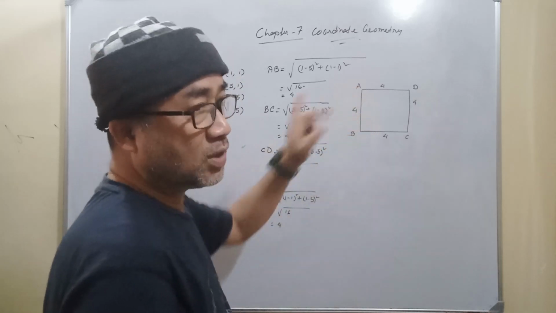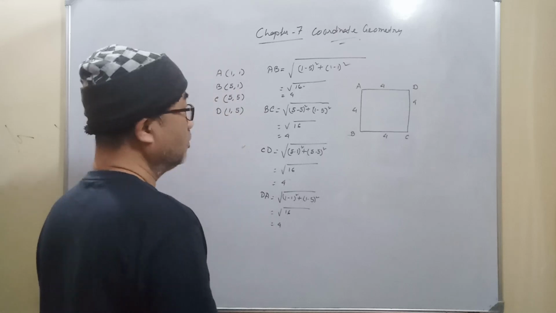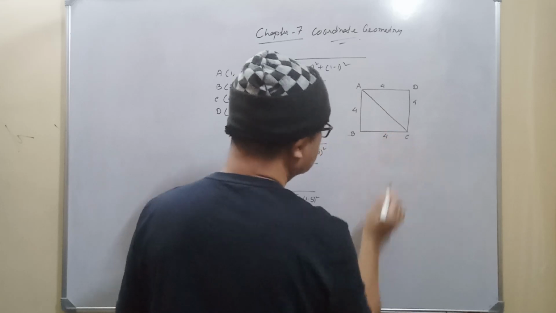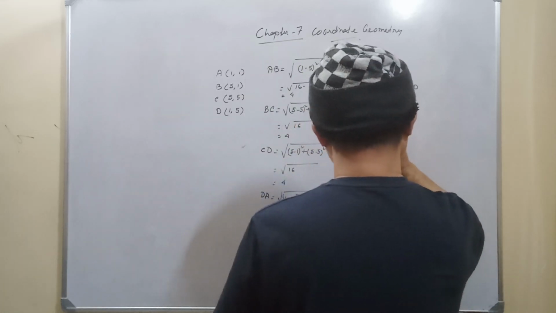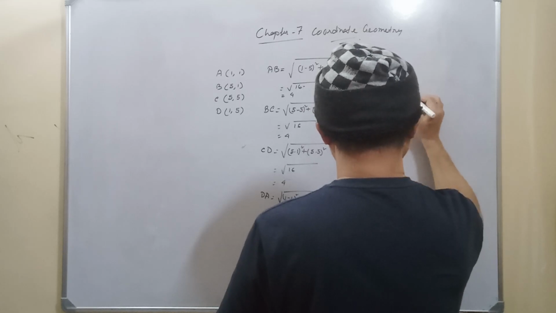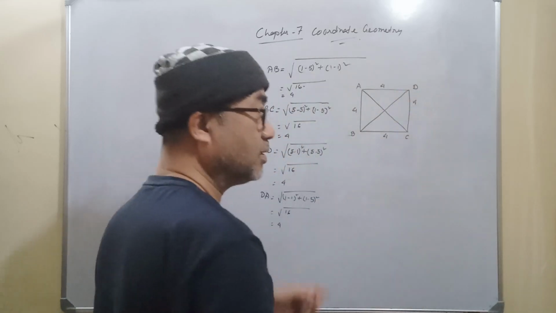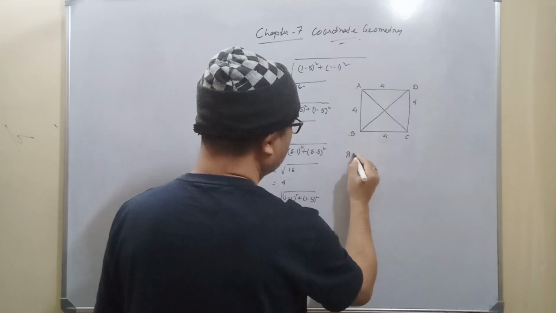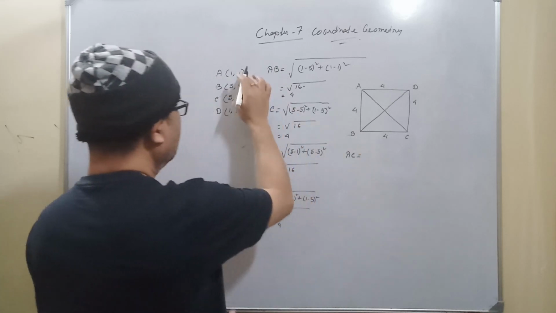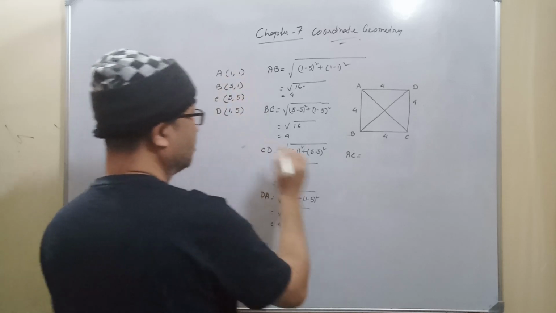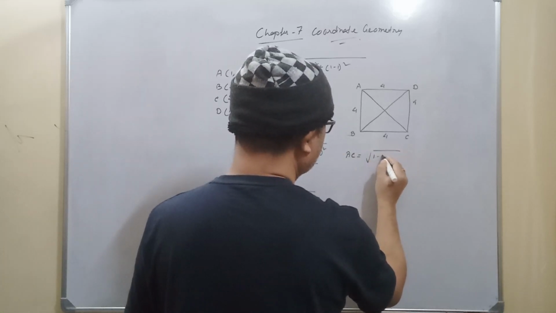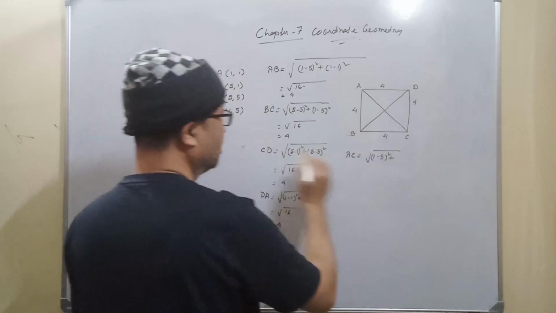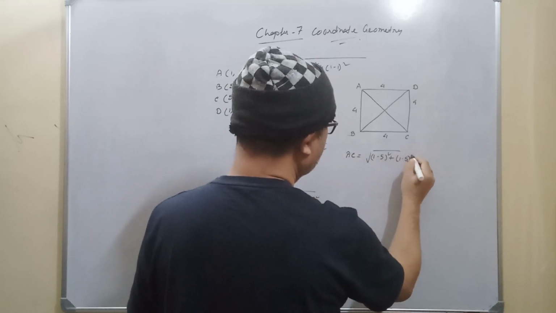Now to prove that it is a square and not a rhombus, what we need to do? We need to prove that if we create diagonals from A to C and B to D, then the diagonals are also equal. So what is A to C? A to C is 1 minus 5 square plus 1 minus 5 square.